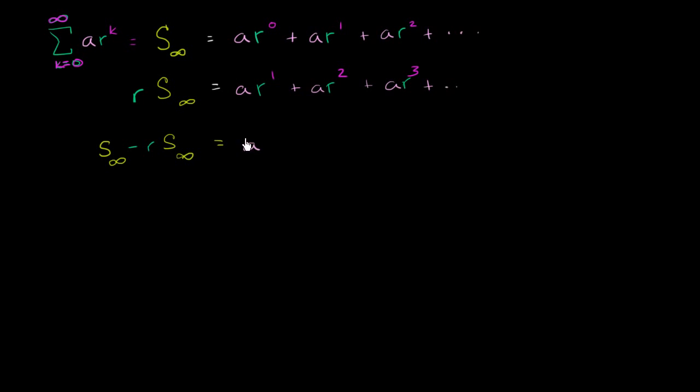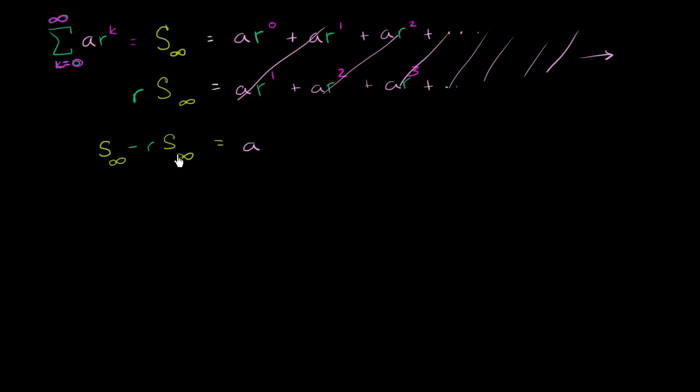It's equal to a. But for every other term, you're going to have a times r to the first, but then you're going to subtract a times r to the first. You're going to have a times r to the second, but you're going to subtract a times r to the second. So every other term is going to be subtracted away. And this happens all the way to infinity. It never ends. So the only term that you're left with is just that first one, just a.